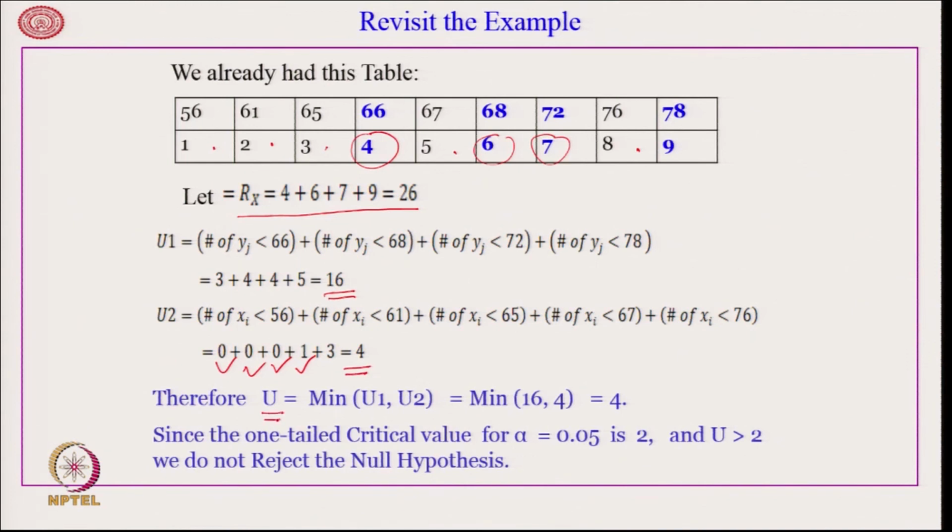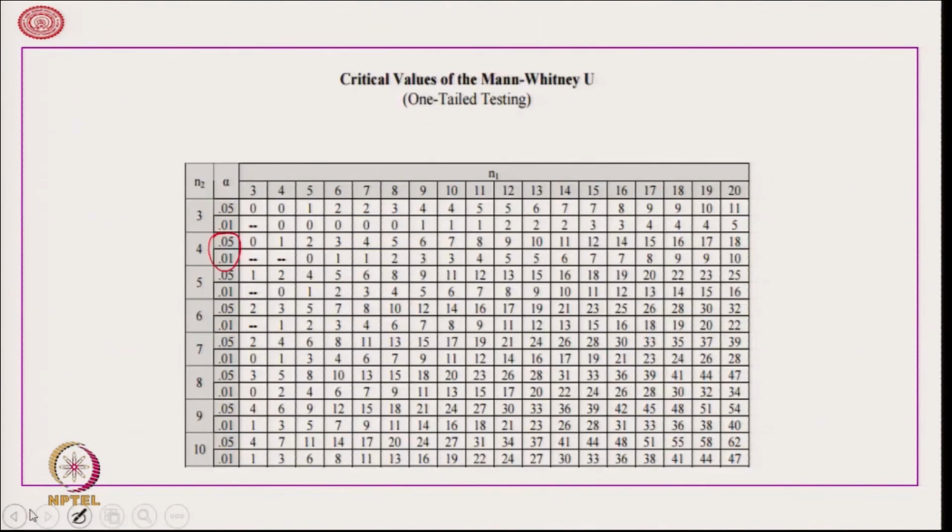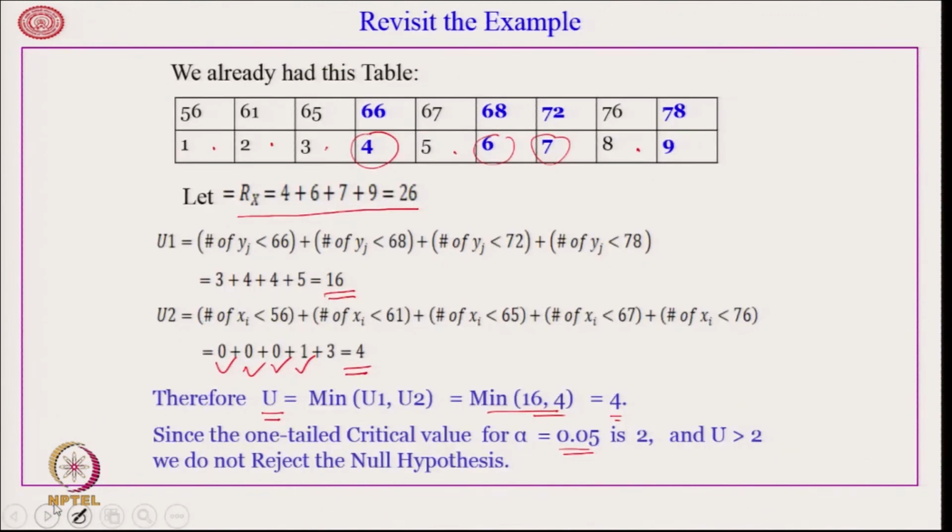Hence, the Mann-Whitney U statistic is equal to the minimum of 16 and 4, which is 4. So, suppose we are now looking at a one-tailed critical value for alpha equal to 0.05. If we go back to the table for one-tailed for m and n equal to 5, the value at the 5% level is given to be 2. Therefore, since U is greater than 2, we do not reject the null hypothesis.